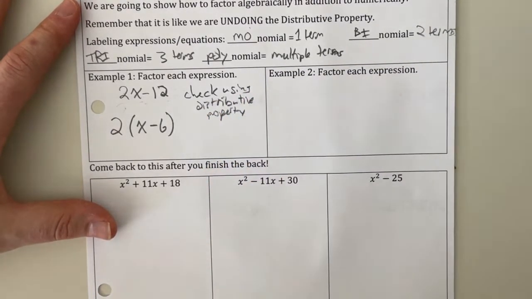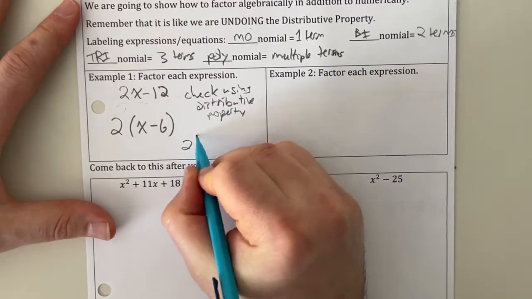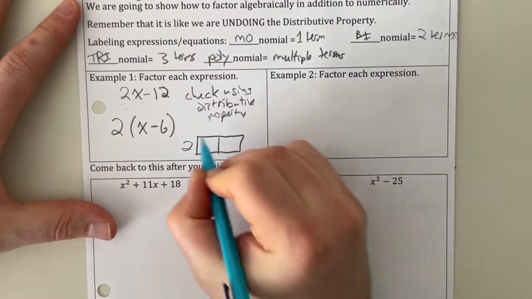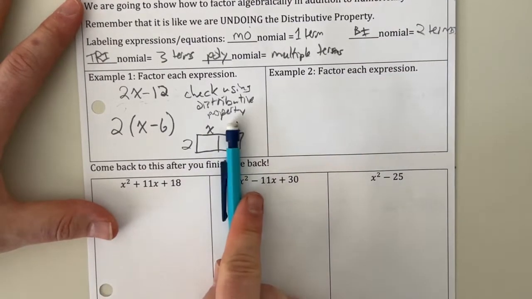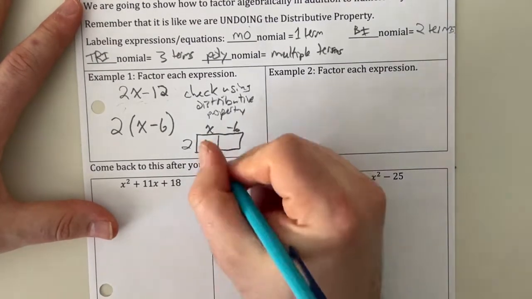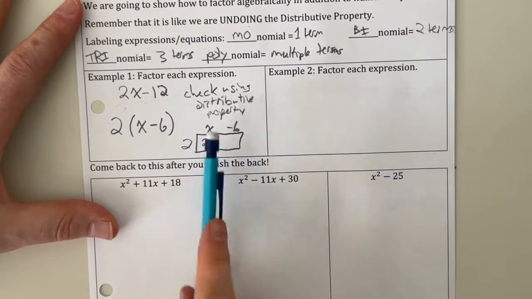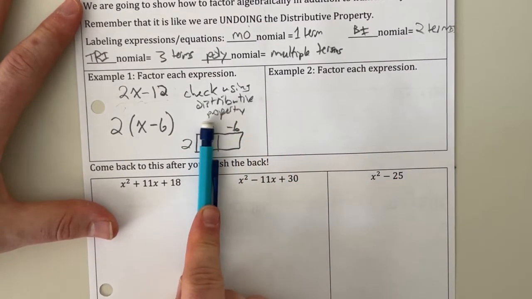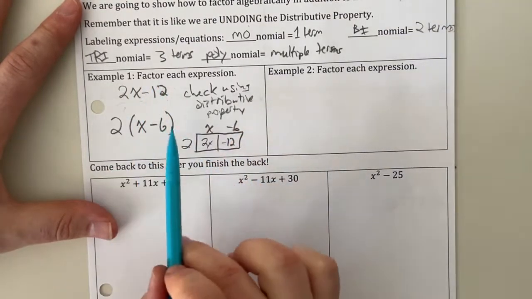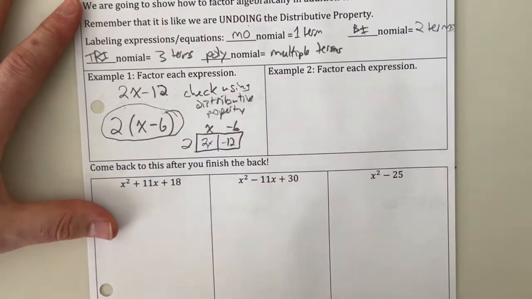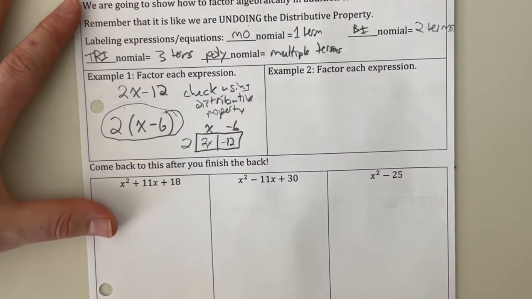That means this. I can say, all right, I have 2 times everything inside the parentheses, so it's an x and a -6. So then I say, okay, 2 times x is 2x, and 2 times -6 is -12. And so I should end up with what I started with. And so my answer is this simplified expression, 2 times that quantity, x minus 1.